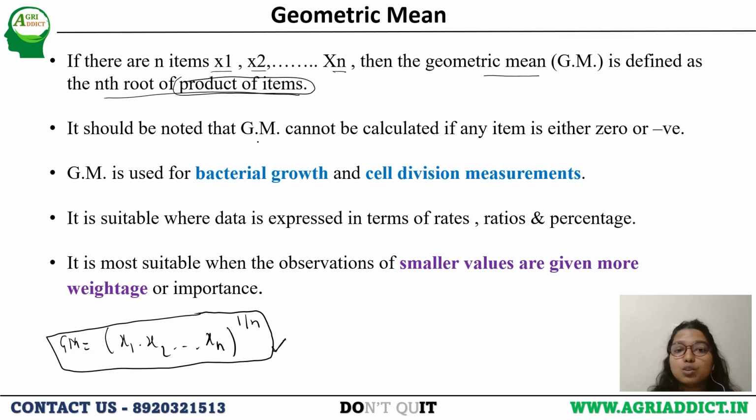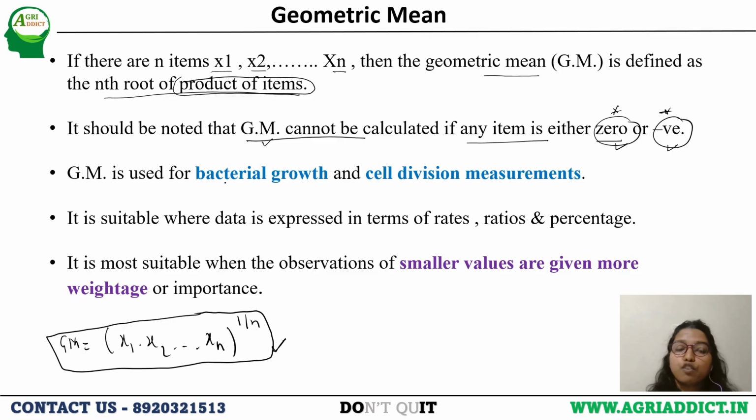It should be noted that geometric mean cannot be calculated if any item is either 0 or negative. Because it is a product, if any of the items is 0, then the whole geometric mean will be 0. That cannot take place. So if any item is 0, we cannot calculate geometric mean. If any item is negative, we cannot calculate geometric mean. This you should remember.